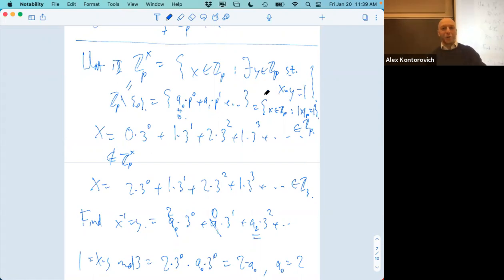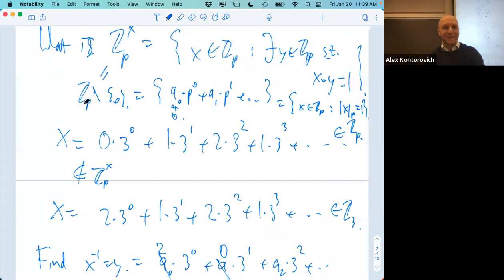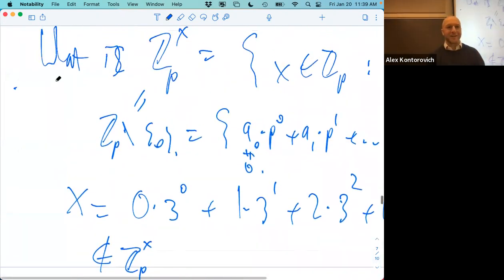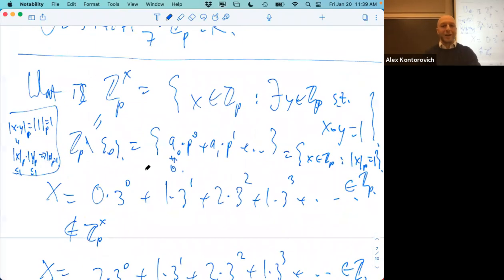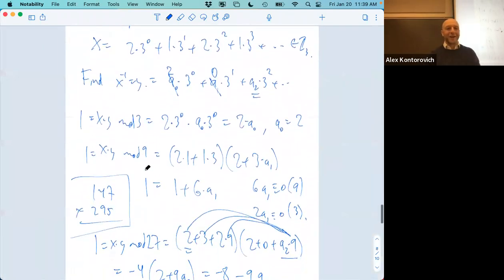Because if we apply norms, if I know that X times Y is 1 and I apply p-adic norms to both, by multiplicativity this is the norm of X times the norm of Y, and both of these are less than or equal to 1. The only way two numbers less than or equal to 1 multiply to 1 is if they're both equal to 1, which implies the norm of X is equal to 1. Okay, so this is exactly the things of norm 1. And now, why do I know that -1 is in Zp?